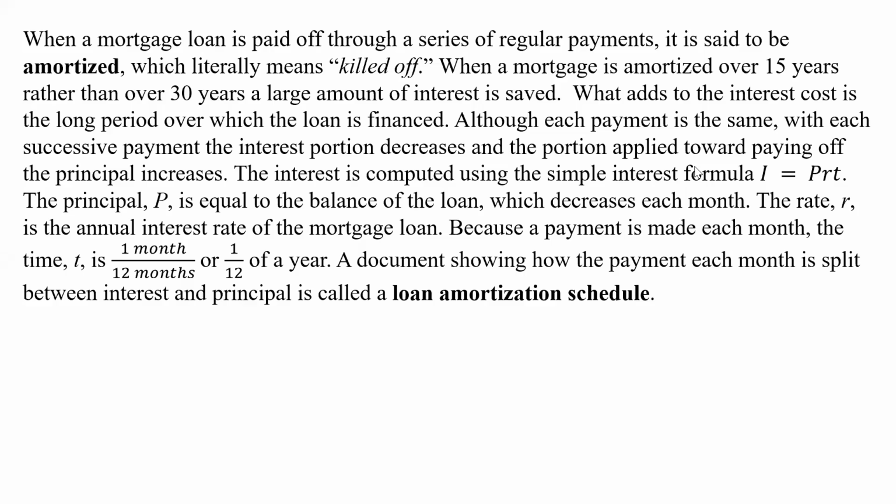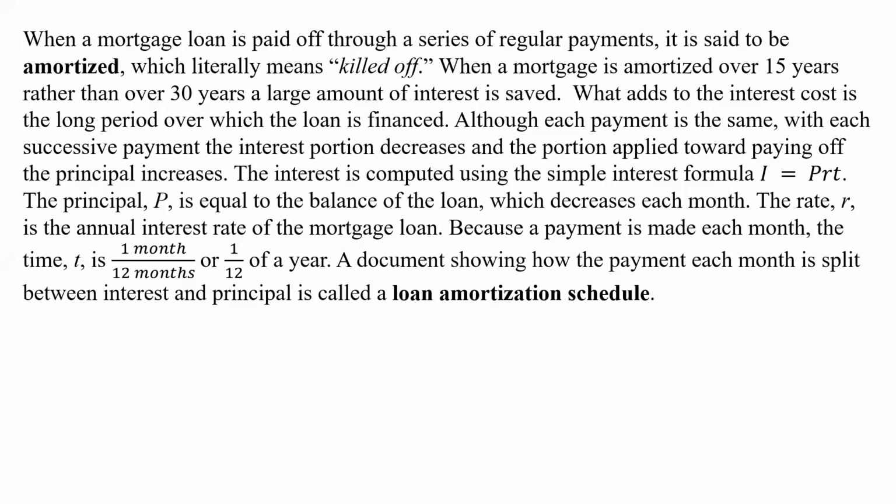All right, so when a loan is paid off through a series of regular payments, it is said to be amortized, which literally means killed off. So when a mortgage is amortized, or killed off, over 15 years rather than over 30 years, we saw a large amount of interest was saved. And so that's a good thing.